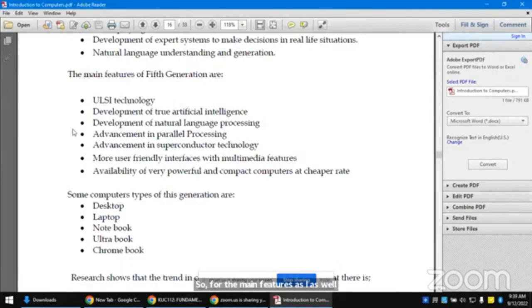And here we have the ULSI, which is the ultra large scale integration technology, development of true artificial intelligence, development of natural language processing, advancement in parallel computing, advancement in supercomputer technology, more user-friendly interfaces with multimedia features, availability of very powerful and compact computers at cheaper rates.